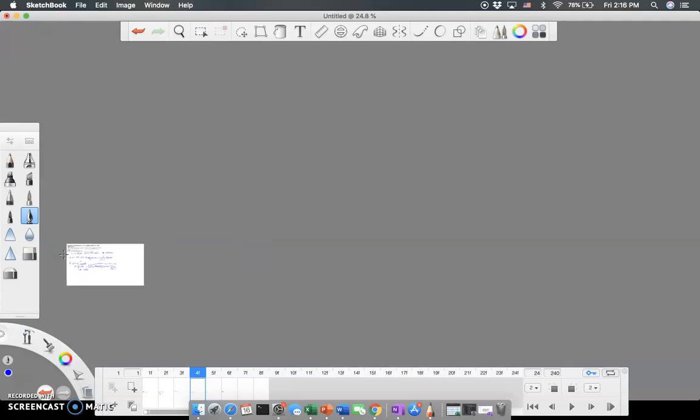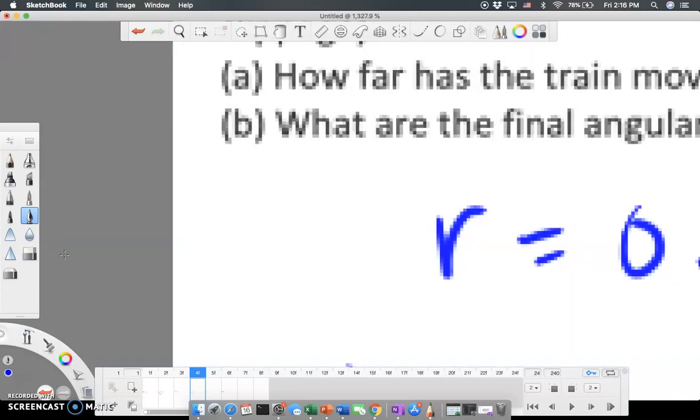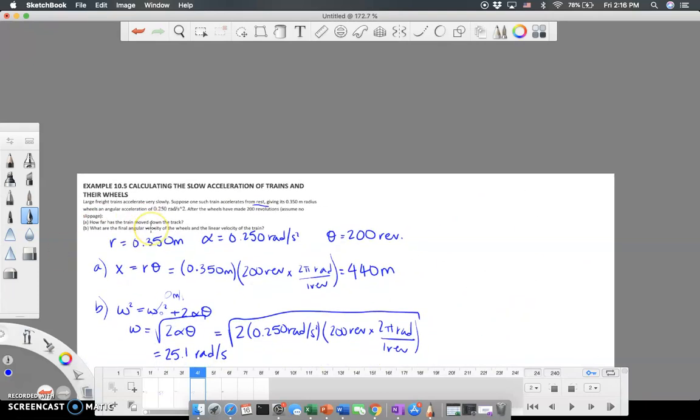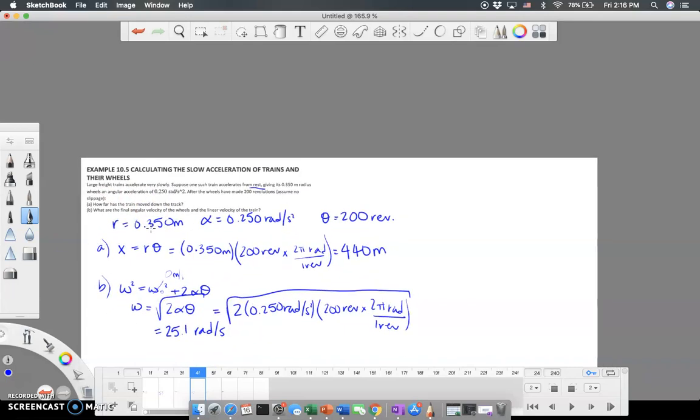Oh, whoops. Oh no. I'm trying to learn how to scroll, and it really does not like that.